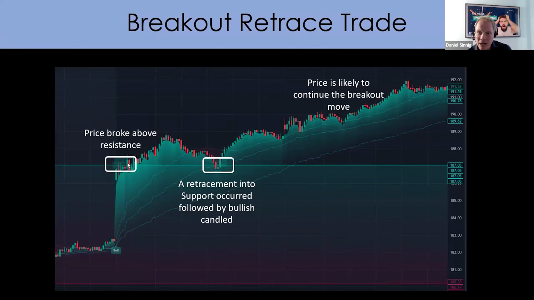And once broken, it will act as support. And look what happened here. Price broke out. It retraced back to this level, which now acts as support, and then price moved again in the direction of the initial breakout.